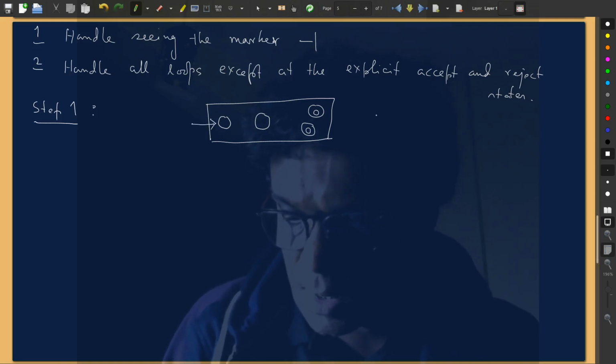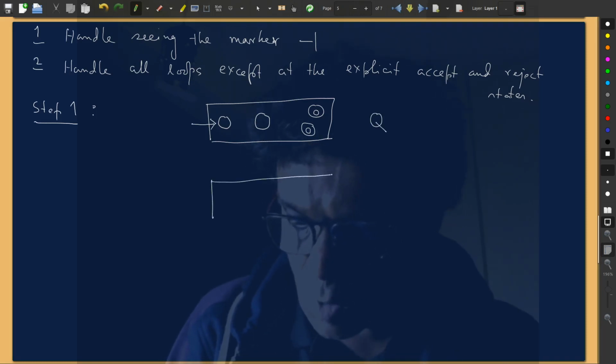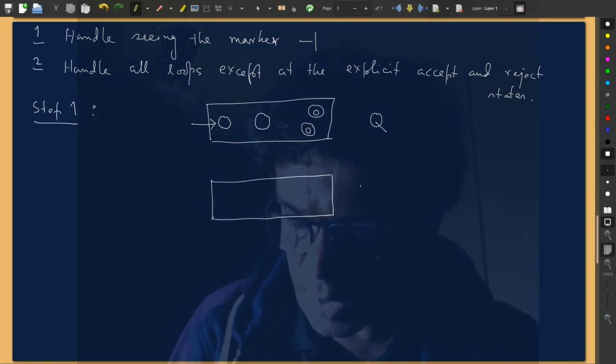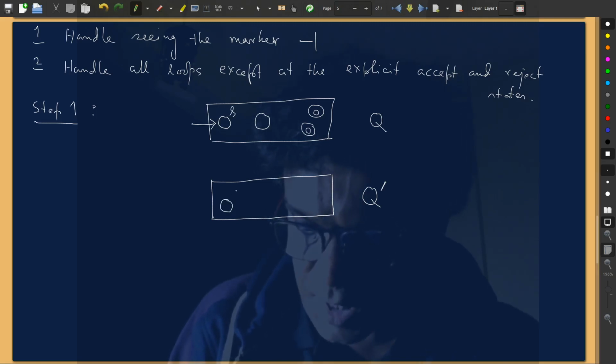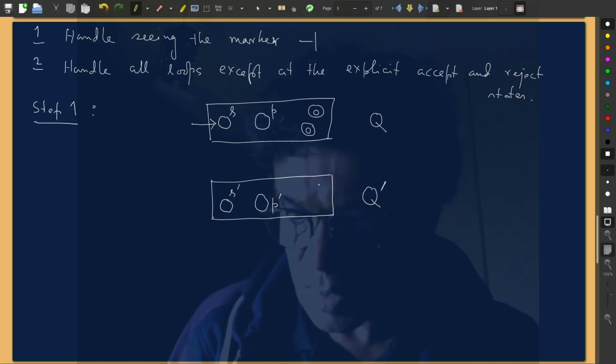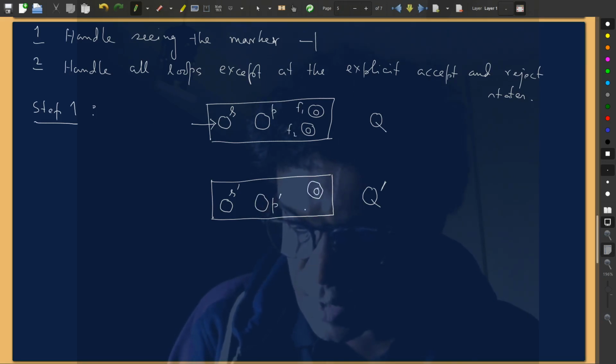The set of states is called Q. I will make an identical copy of this machine, and I just rename the states with a prime. So if this is a start state S, the corresponding state here will be S prime. In general, if P is a state here, I will have a corresponding state P prime here. And if I have final states F1, F2 and so on, I will have corresponding final states F1 prime, F2 prime and so on.